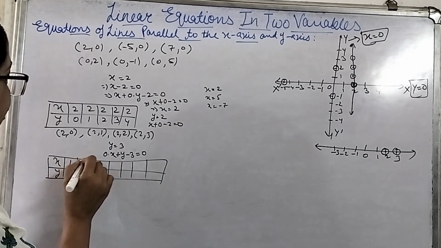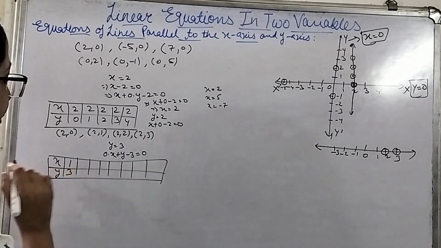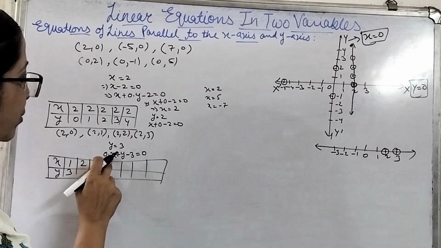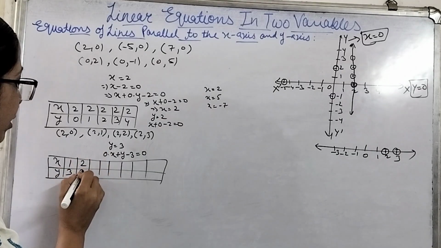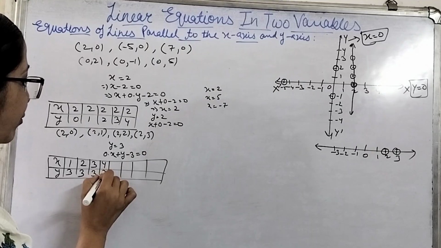So if x is 1, then 0 multiplied by 1 will be 0, so the value of y will be 3 only. If I take x equal to 2, then also 0 multiplied by 2 will be 0, so the value of y will be 3. If I take x equal to 3, y will be 3. x equal to 4, y will be 3.